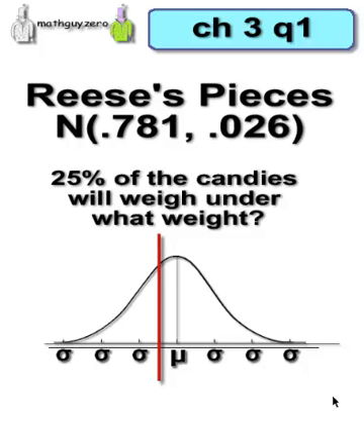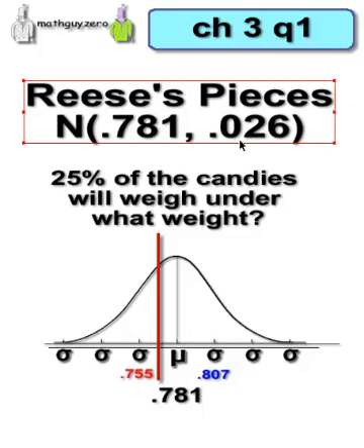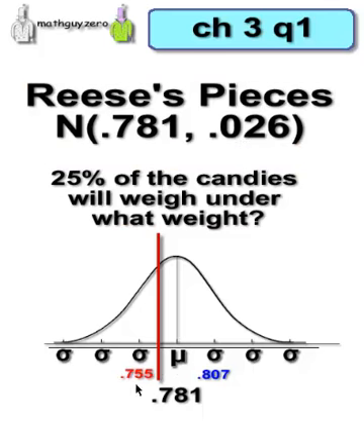Now let's go ahead and give real values to the mean. According to the data up there, it's a normal distribution. The mean is 0.781, and then the standard deviation is 0.026. So the real values are, it's going to be between 0.755 grams and 0.781 grams. So let's do a little bit of math now.